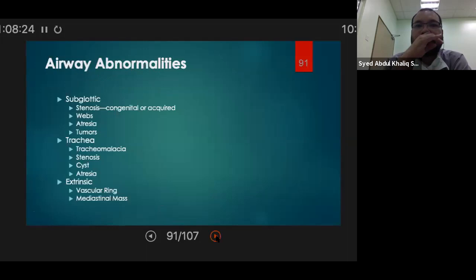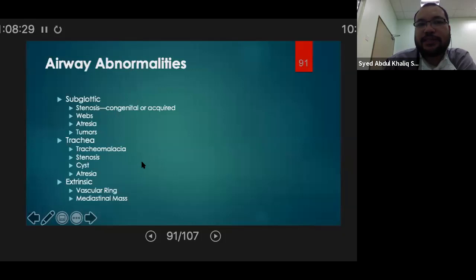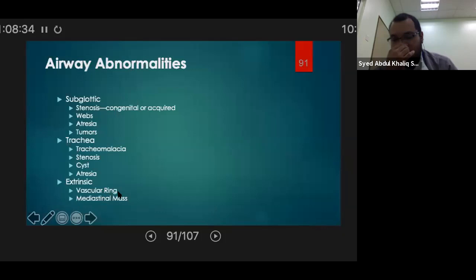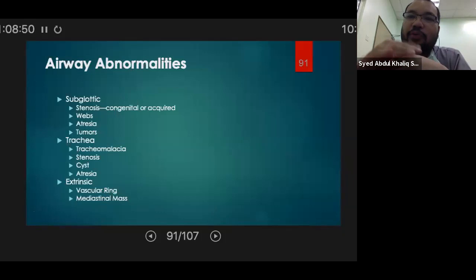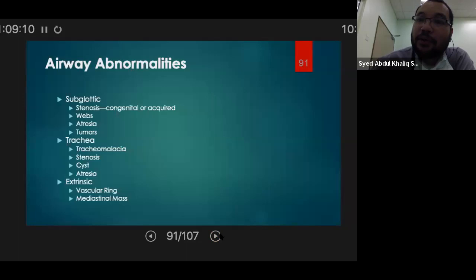Other airway abnormalities, you may have patients with subglottic stenosis, webs, atresia, tumors and things. All this can cause vascular ring. What is vascular ring? So vascular ring is, you know, your pulmonary vein, dia ada empat kan? So sometimes this vein or even your aorta can go round your trachea. Sepatutnya duduk depan trachea kan? Sometimes they may go round and form a ring on your trachea. So bila they form a ring, it compresses your trachea as well and causes respiratory distress. You may have stridor because of vascular ring. Sebab tu kalau ada stridor, you kena buat echo lah, just to make sure that you don't have any vascular ring.